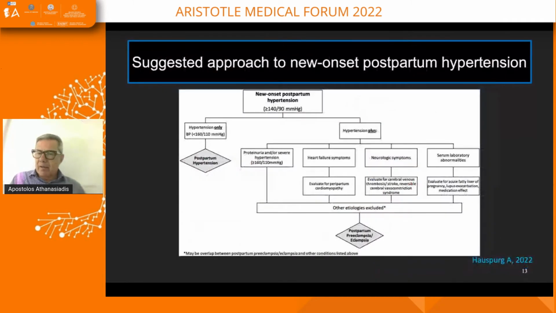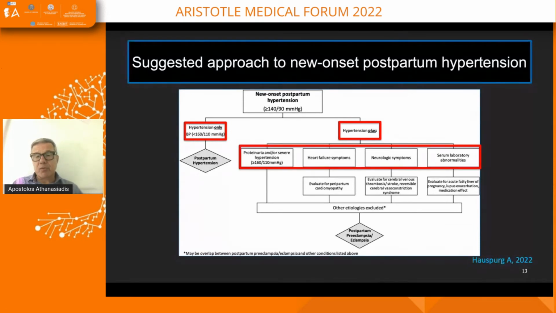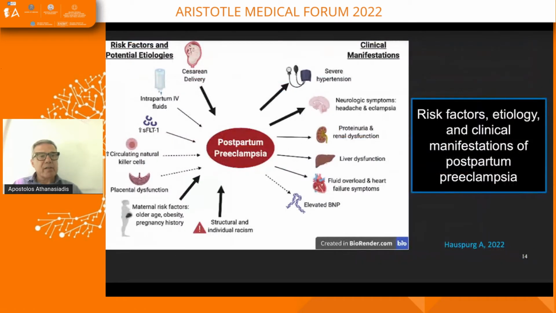Let's go now to another very bad situation that we have, the postpartum hypertension. The definition of postpartum hypertension is when we have only hypertension, or also other symptoms, hypertension plus proteinuria, so we have postpartum preeclampsia and eclampsia. That's also life-threatening. For postpartum preeclampsia, the risk factors are cesarean delivery, intrapartum fluids, placental dysfunction, maternal risk factors, and also different clinical manifestations.